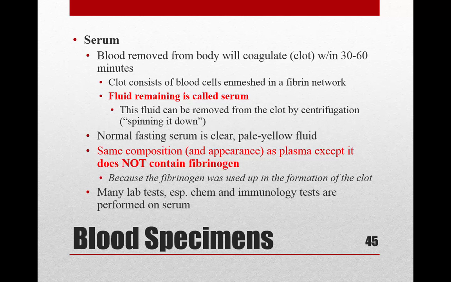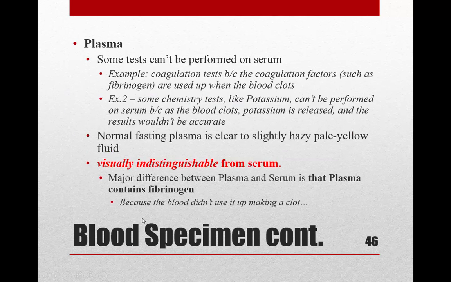So when we spin it down and we get our serum, it's normally a clear yellowish fluid. It looks just like plasma, all right? It is the same composition as plasma, except it doesn't contain any fibrinogen, okay? So since the blood clotted, it used up all the fibrinogen when it made that clot, okay? So a lot of lab tests are done on serum. Plasma is also used just as often.